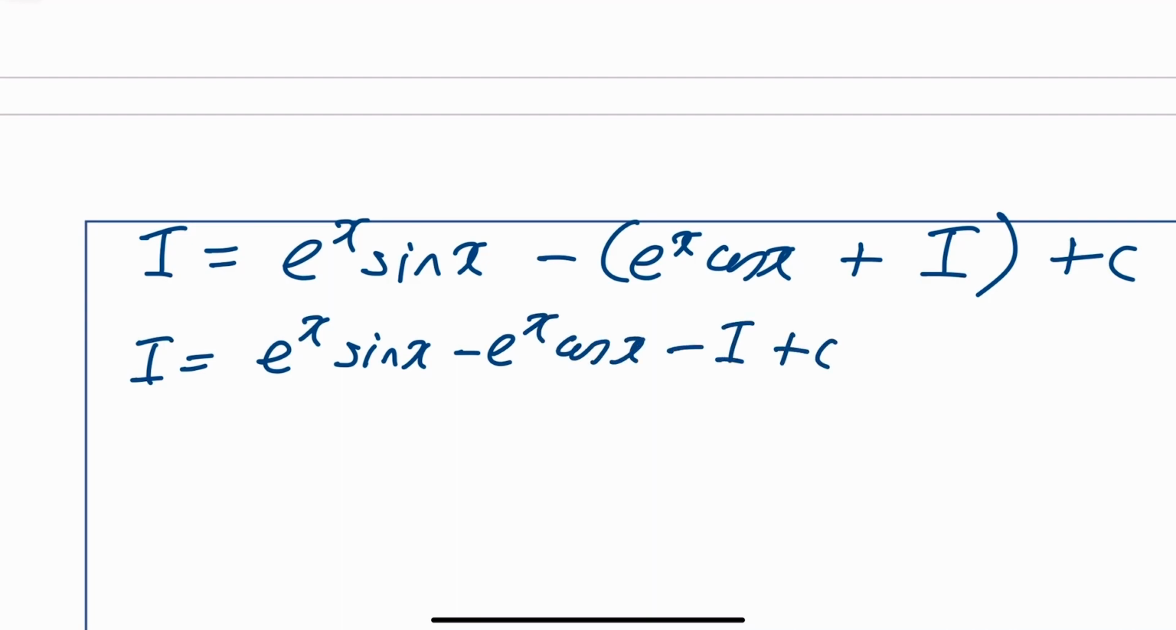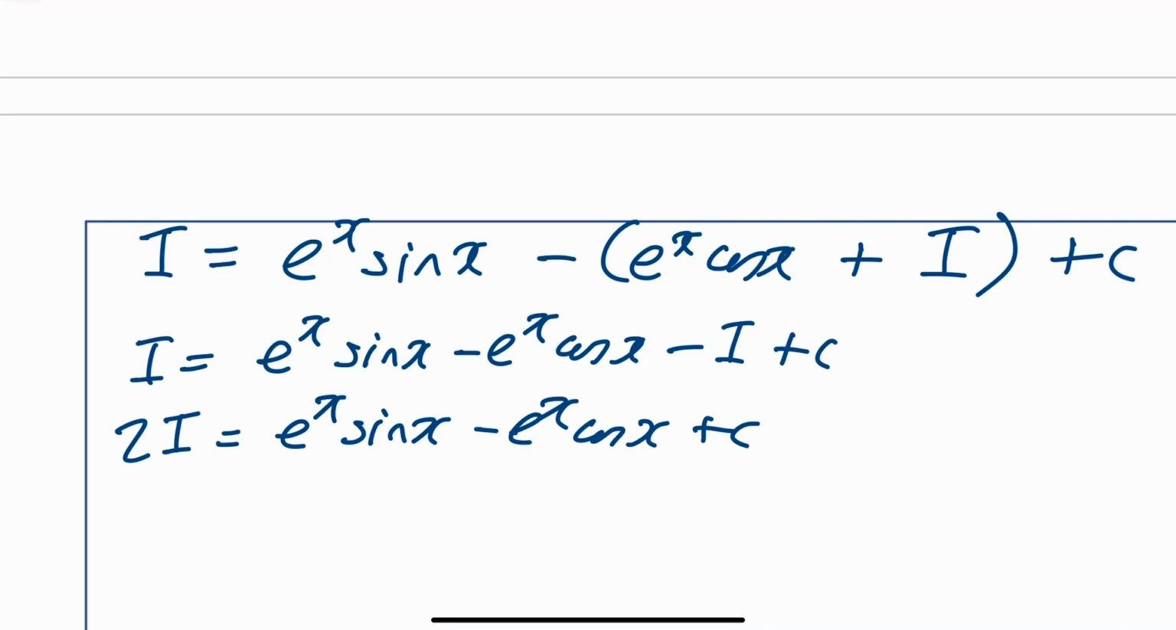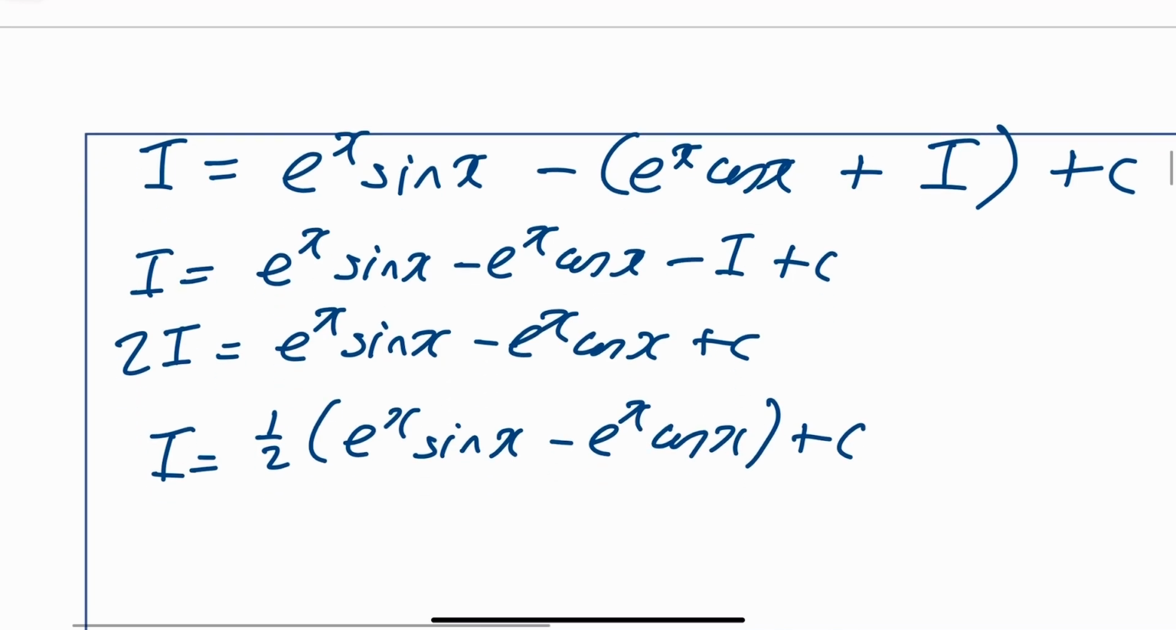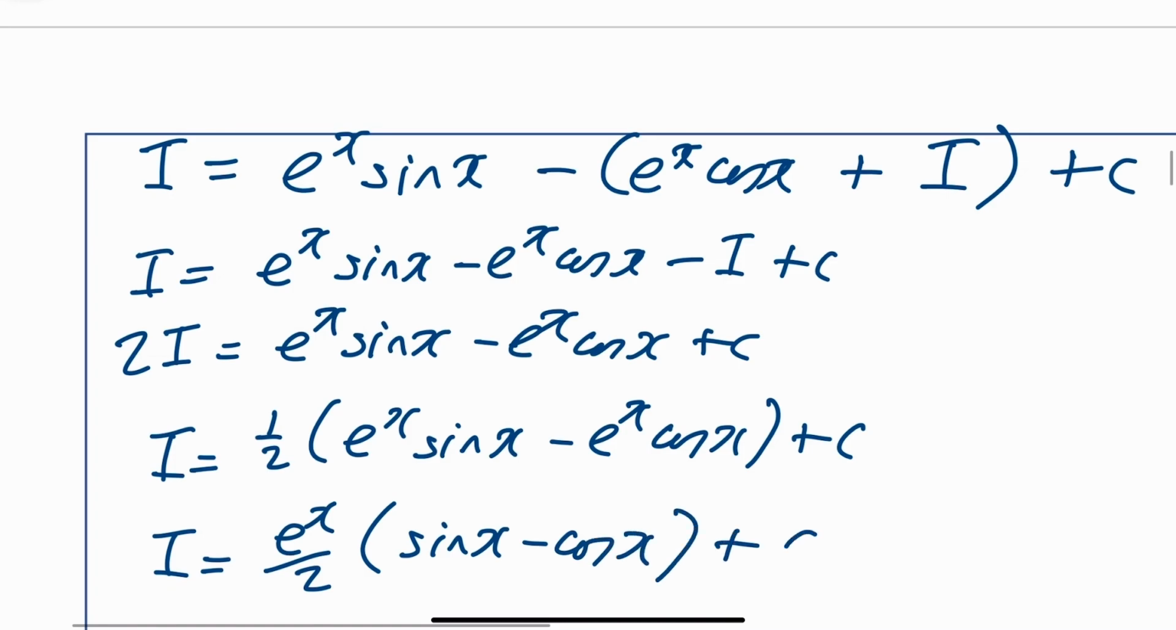Bring that minus I across, it will become plus I, so you've actually got 2I is equal to e to the x sine x minus e to the x cos x, and then plus c. And then your last line, that means your I can just be equal to a half times that, e to the x sine x minus e to the x cos x, and then plus c. And then that means that you could write that as e to the x over 2 times just sine x minus cos x, and plus your constant of integration. Okay, lovely. So a wee bit of a trick to it.